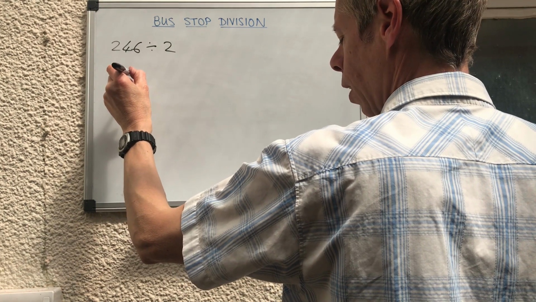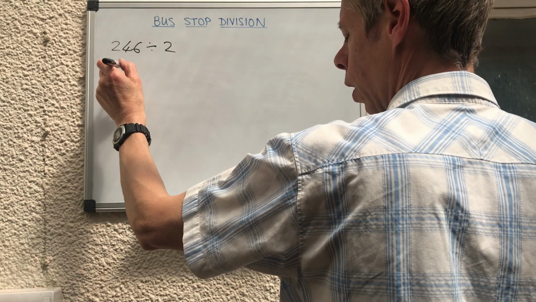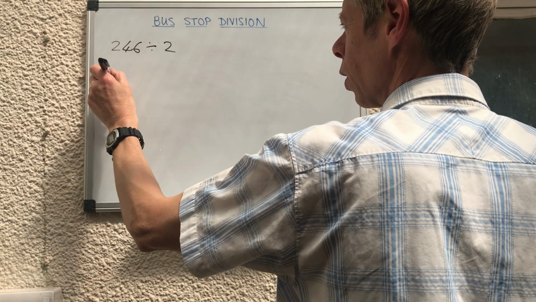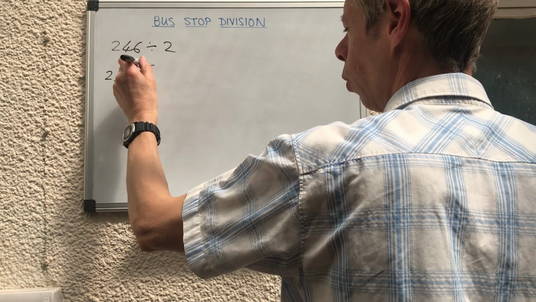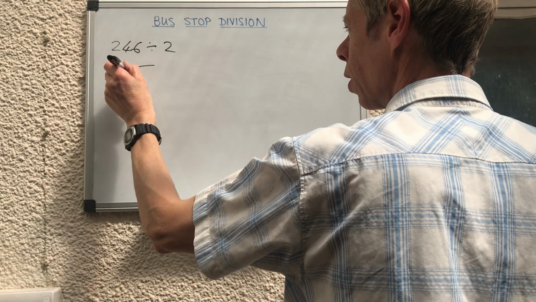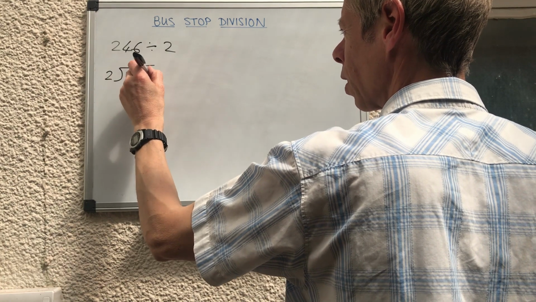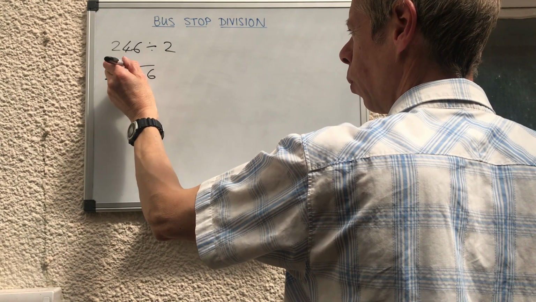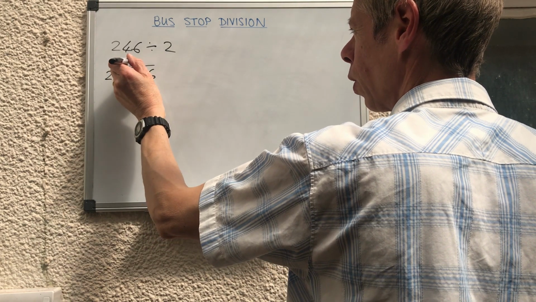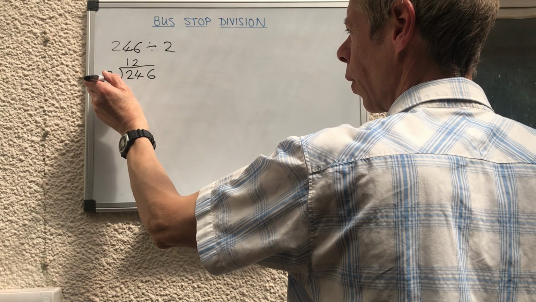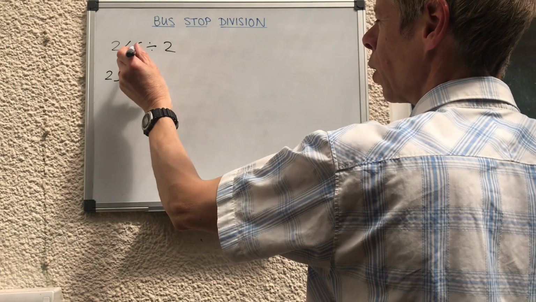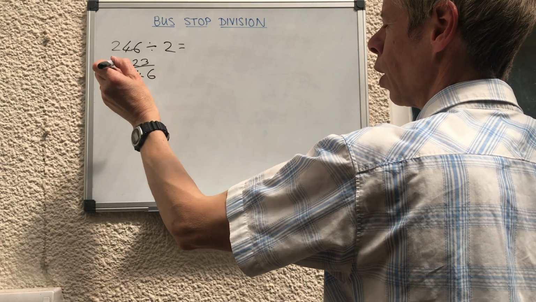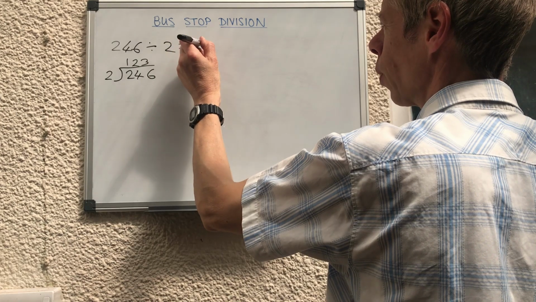So the way we do that, we draw our little bus stop, the little bus shelter, that's why it's called bus stop. So how many 2's in 246? Starting off with a nice easy one, how many 2's go into 2? 1. How many 2's go into 4? 2. How many 2's go into 6? 3. So 246 divided by 2 would give us 123.